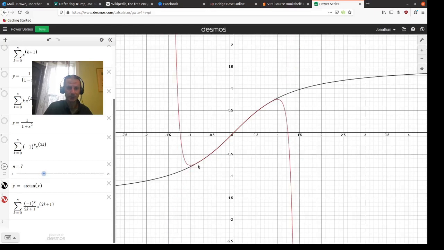Already by n equals 7, it's almost a perfect match, except quite close to minus 1 and quite close to 1. However, no matter how big you make n, you're never going to get it to match past minus 1 and 1 because of that radius of convergence.